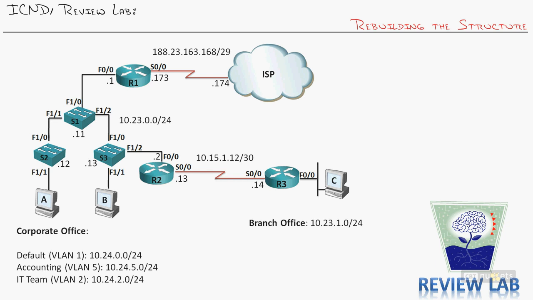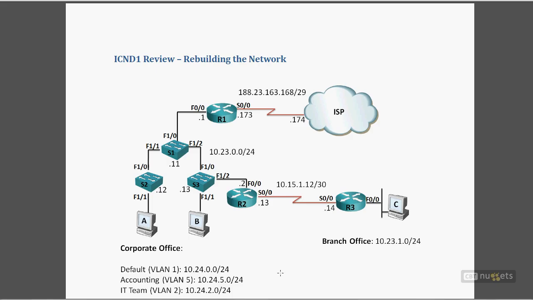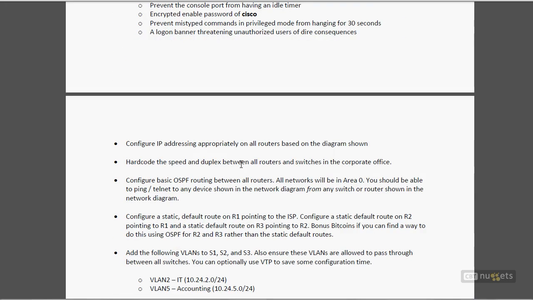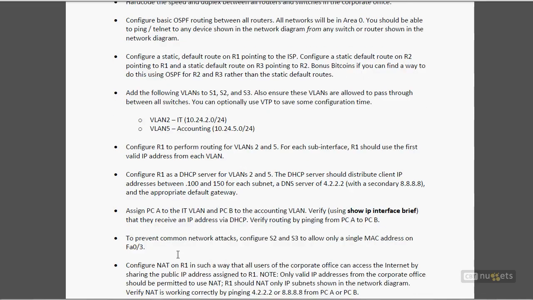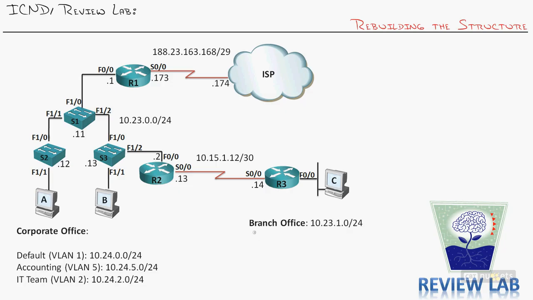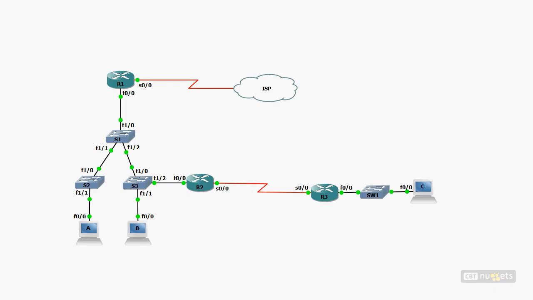I've actually taken a lot of time and wrote an ICND1 Rebuilding the Network lab where I have a scenario, I have objectives that you're able to go through each and every one of these objectives. Now, my goal, my hope is that you would attempt them on your own. See, I built this structure. You're looking at a slide right now, but it's actually built in GNS3. This is the actual GNS3 lab topology that I'm going to make available to you to be able to download.